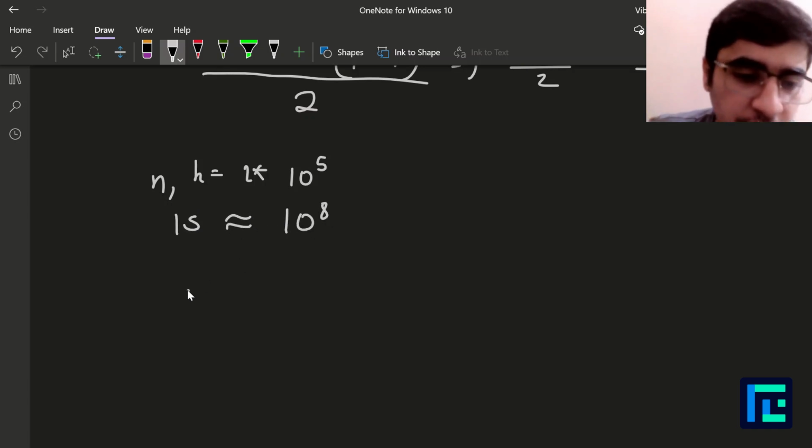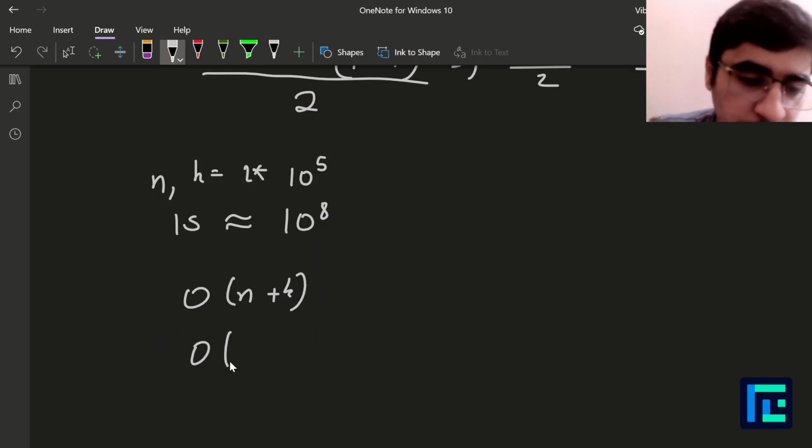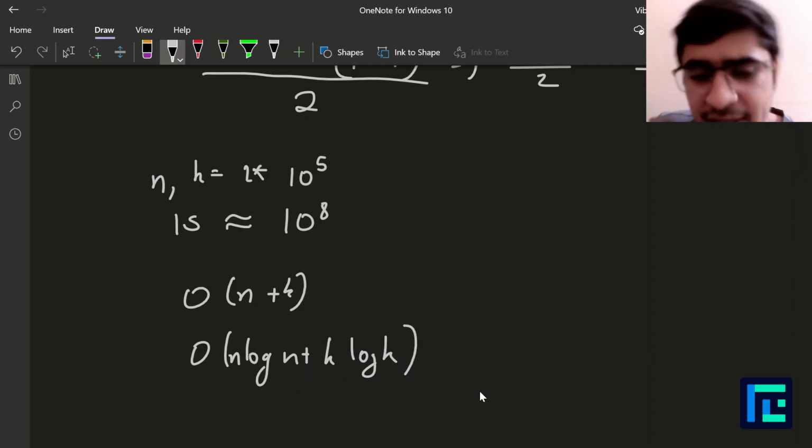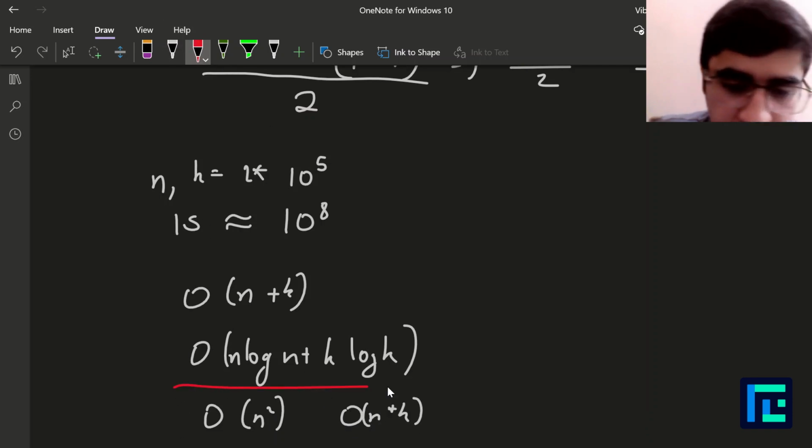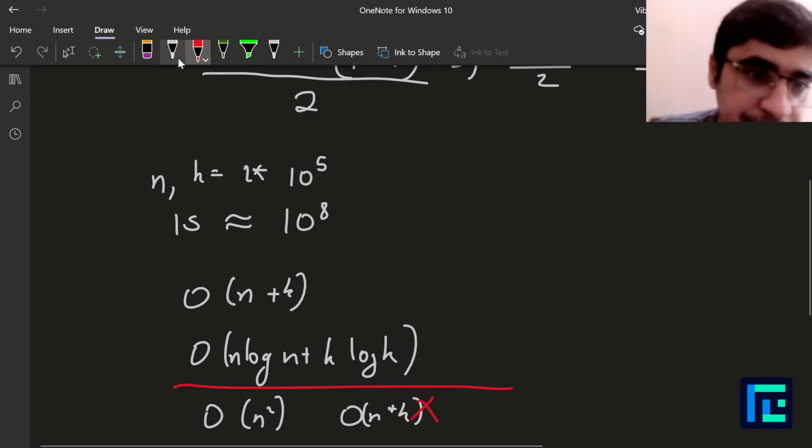So anything of the order of n plus k, or order of n log n plus k, or k log n, or even k log k, something like that will work. But if you go in the order of n square or order of n into k, then we'll get TLE. So that's it for the expected time complexity discussion.